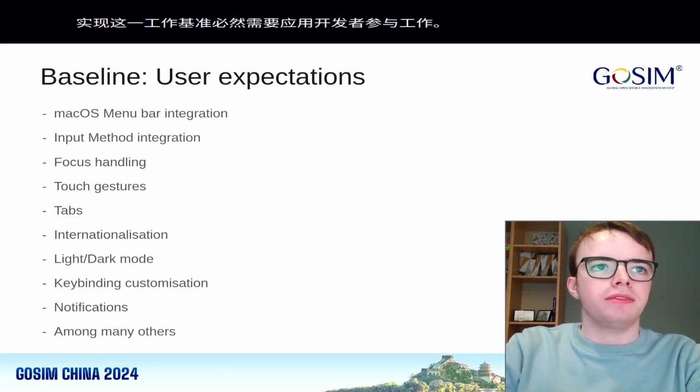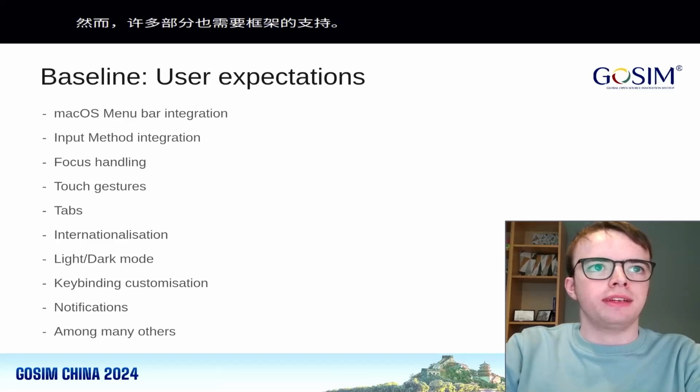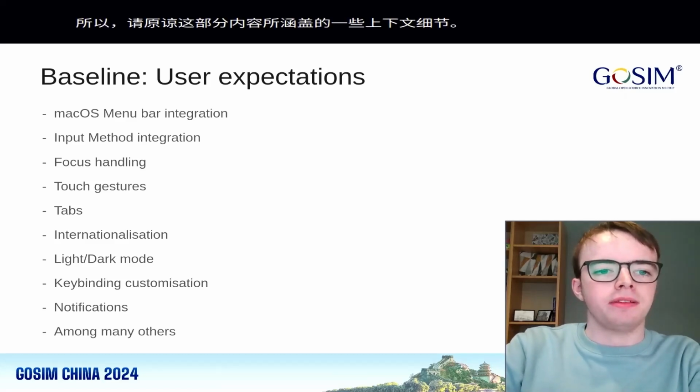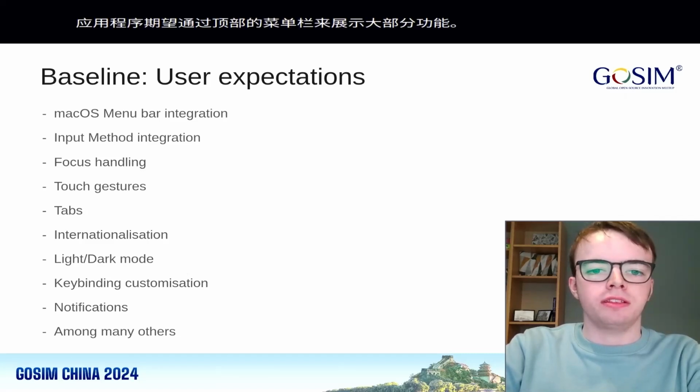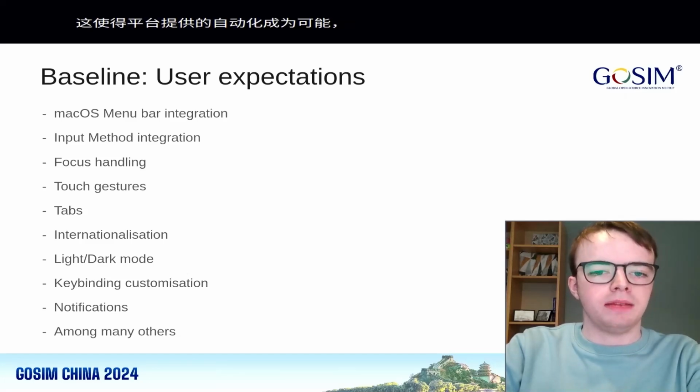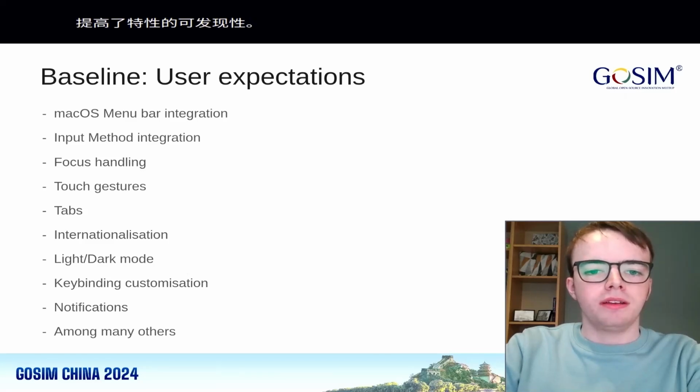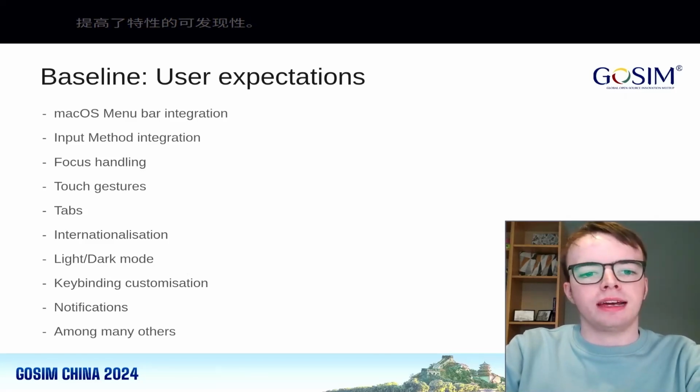So to give some exact context of things that this covers, on macOS, applications are expected to expose most features through the menu bar, the bar at the top. This enables platform-provided automation and improves discoverability of features. Input methods, a catch-all term for supporting mobile software keyboards and software input for large character sets such as that of simplified Chinese, also needs to be supported.